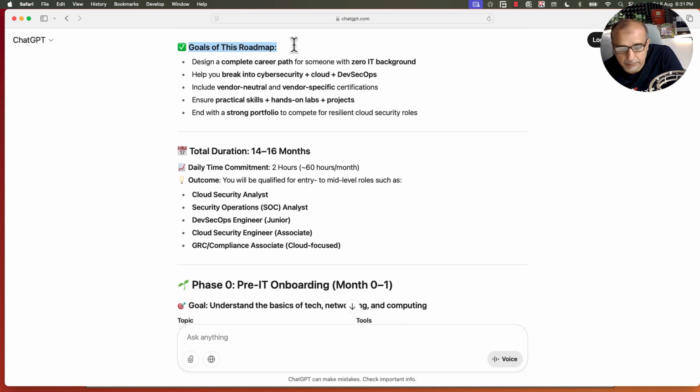The understanding, they got it right. Design a complete career path for someone with zero IT knowledge. Help you break into cybersecurity, cloud, and DevSecOps. Include vendor neutral and vendor specific certification, and ensure practical skills, hands-on labs and projects, and a strong portfolio at the end for the security roles.